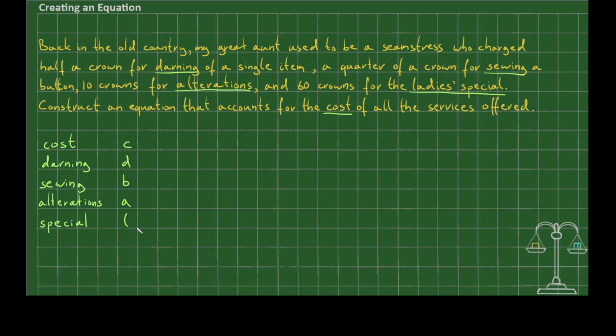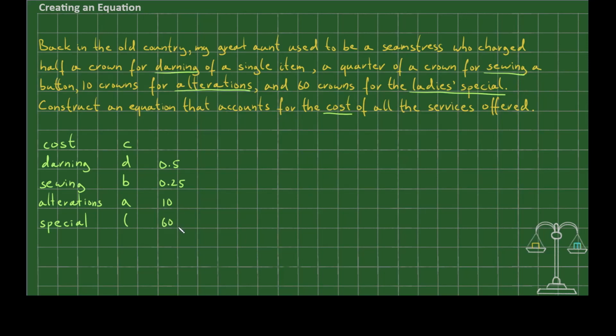The next step is to identify the coefficients, or in other words, the numbers that are associated with these letters. The cost is what I am after, so I do not have a number for it just yet. But I do have a number for darning. It is half a crown, and I'm going to write it as 0.5. For sewing of buttons, it is 0.25 per button. For alterations, it is 10 crowns, and for the special, it is 60 crowns per client.